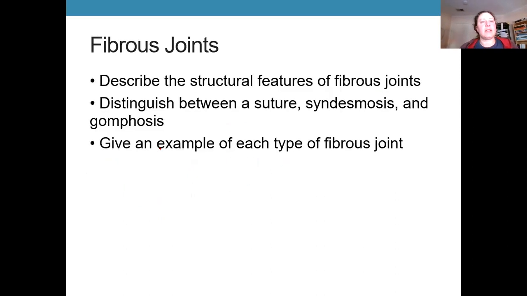All right, so then that's going to take us to the three structural classifications. So the first one is fibrous joints. So we're going to look at the different types of fibrous joints, because for each of our structural classifications, there's actually some subtypes. And we're going to look at some examples as well, so that it's easier for you to remember which one's which.